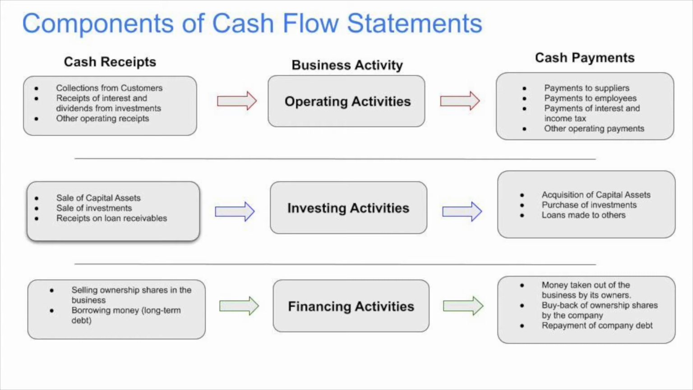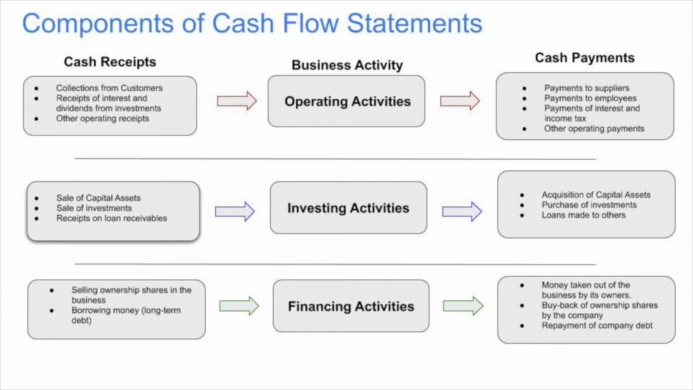In terms of cash payments from financing activities, we think about money taken out of the business by the owners. The owners say, okay, I'm going to draw away some of my ownership in this business. I'm going to take money out of the business. I put $1 million into it. Now I'm taking $500 out. So that money is being drawn out of the business. That's a form of financing activity.